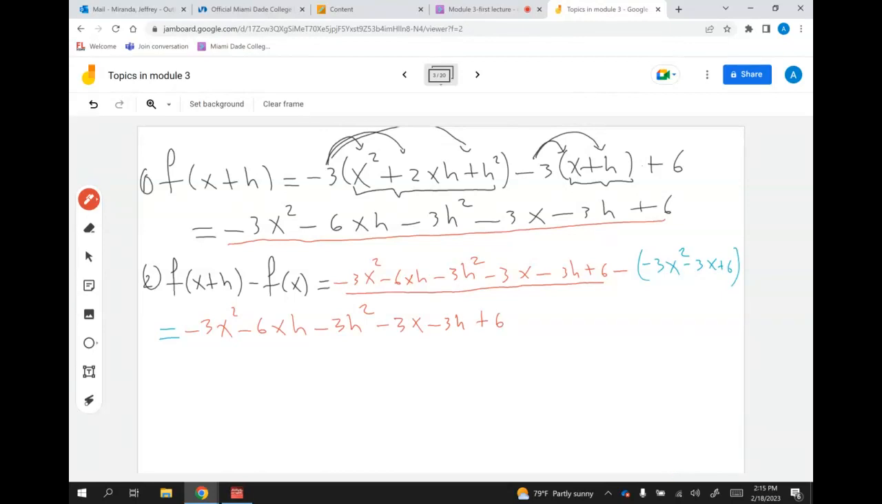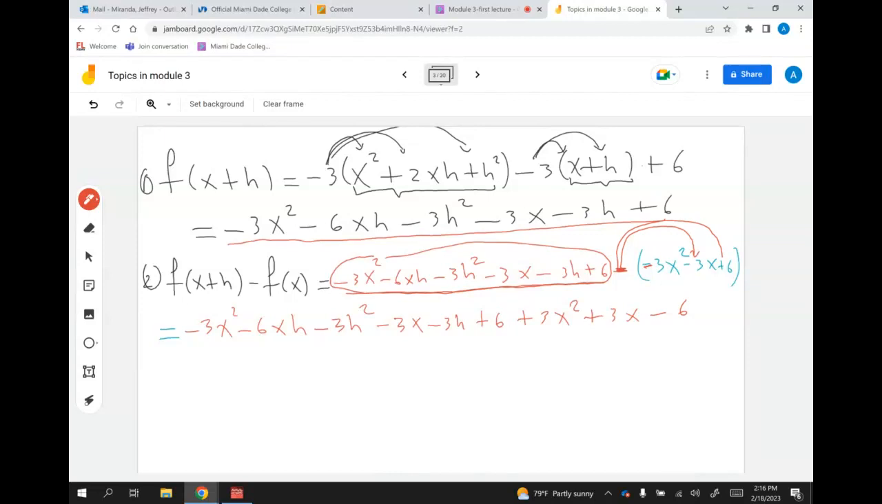Okay. All I did was that I rewrote all of this stuff. I rewrote it there. Now I'm going to take care of this. Negative times negative is positive 3x squared. Negative times this negative, that becomes positive 3x. Negative times positive 6 is negative 6. Okay.